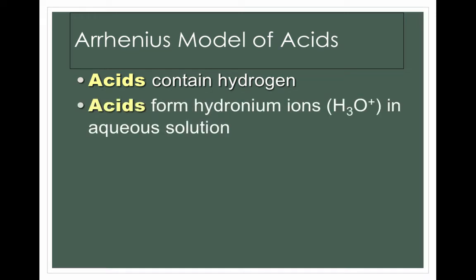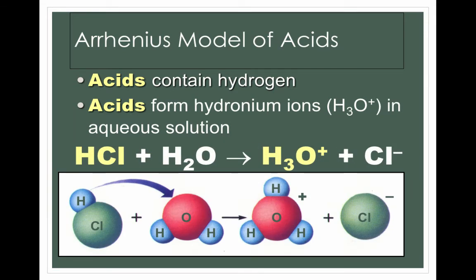So what happens is when you put an acid in aqueous solution, aka you put it in water, it forms what's called a hydronium ion, because specifically that acid, in this case hydrochloric acid or HCl, donates its hydrogen to the water, forming that H3O+. So when water has an extra hydrogen, it takes on a positive charge because it has an extra proton attached to it, and then you can see that the chlorine is left alone as an ion in solution. So two things, acids contain hydrogen and it forms hydronium ions in aqueous solution.